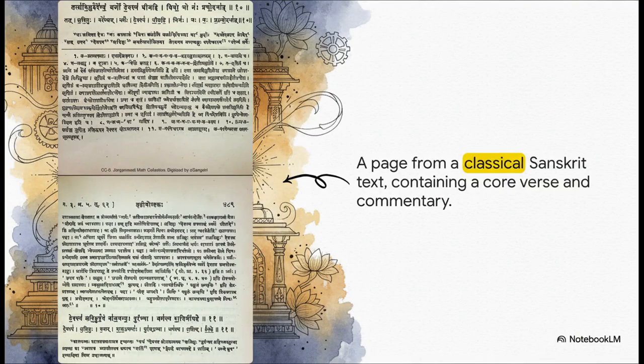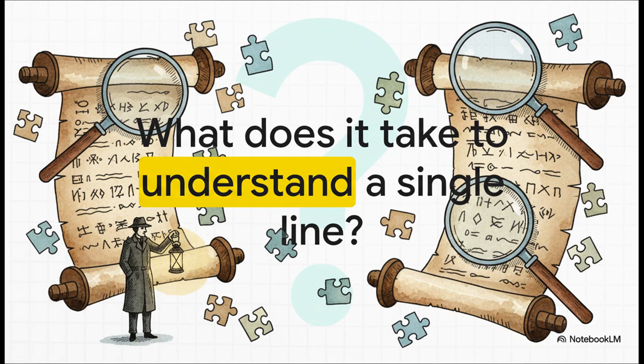Okay, take a look at this. It's a page from a classical Sanskrit manuscript. It's absolutely beautiful, right? So intricate. But for most of us, it's also a complete mystery. I mean, it looks less like a book and more like an artifact, a silent messenger from a really, really distant past. So that begs the question, what does it actually take to unlock the meaning of just one single line on a page like this?